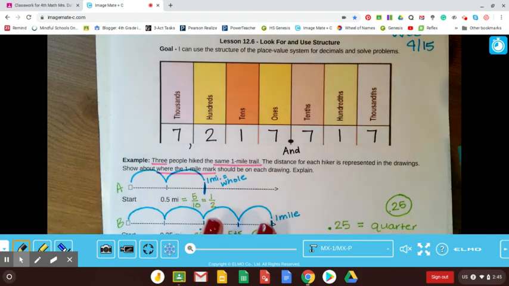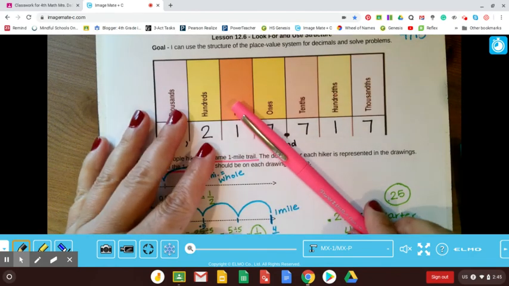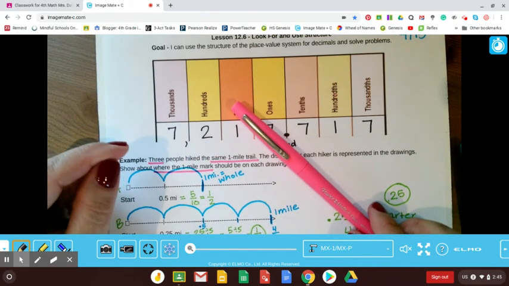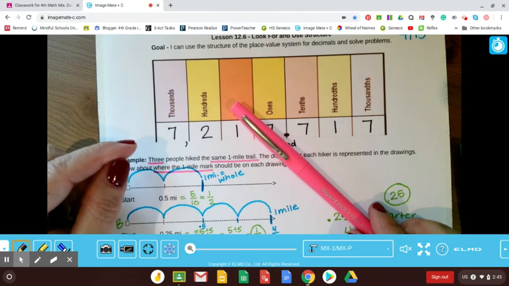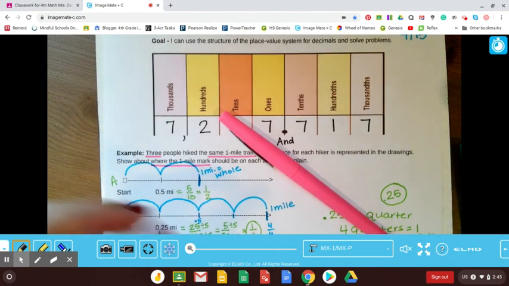All right, guys, today's work will be to take a practice test. Our topic 12 test is going to be this Friday. It's our decimal test. And so today's practice test is really going to be helpful. It is the same kinds of questions as you will see on your real test, just using different numbers.